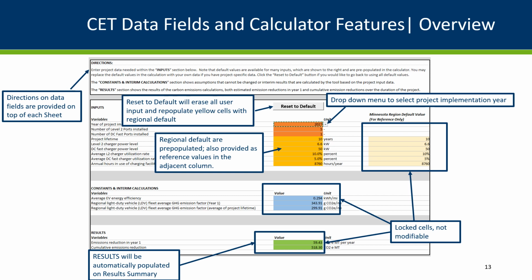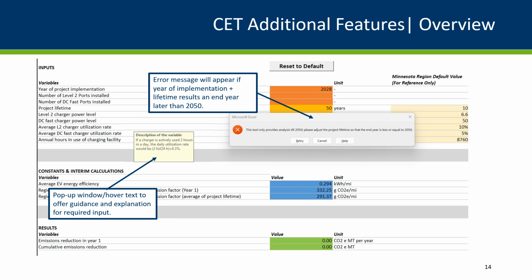Values used in the calculator, such as constants or intermediate results, are found in the next section. And at the bottom, the estimated emission reductions are found in the results section. All cells except for the inputs are locked and cannot be edited. If the project horizon extends past 2050, the calculator will produce an error because it only has emissions data through the year 2050. Here is an example of what that error message looks like. For less obvious inputs, additional context can be found by hovering over the input name to reveal useful guidance.